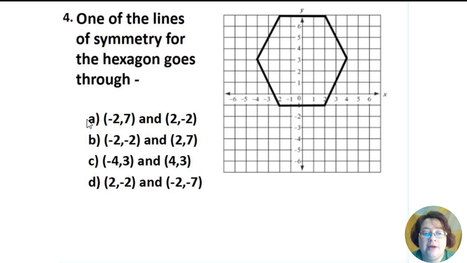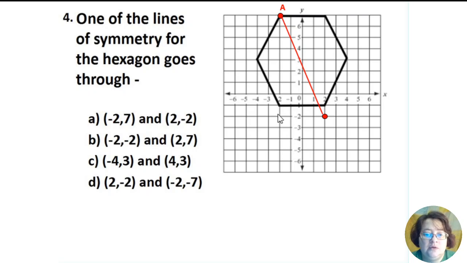So I'm going to plot my points. Answer choice A says -2, 7, and 2, -2. And I'm going to connect those two. It looks close to symmetric, but look here. We've got that little portion here that does not look like that is symmetric. So we're going to label this as answer choice A. We're going to try the next one.